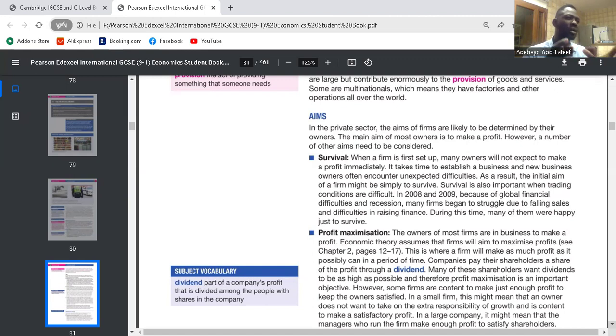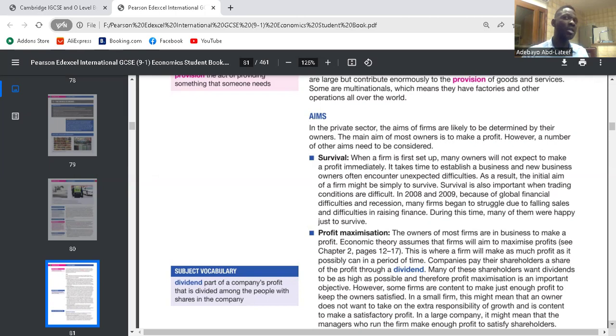Survival can also be linked to existing businesses, especially when there is economic downturn. The economy is going into decline, things are not moving well, COVID, things like that. When there's economic decline, income level would fall. So businesses would switch their aims. Instead of thinking about expansion and profitability, they start thinking about survival. So not only new businesses will think about survival, existing businesses might also think about survival, especially when the economy is not in good shape. Is survival clear?